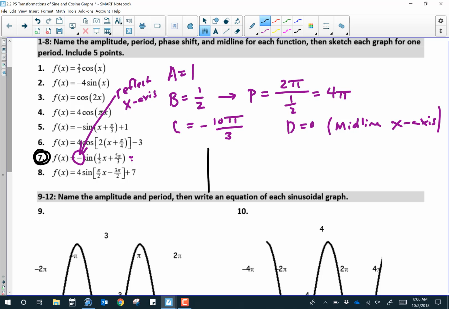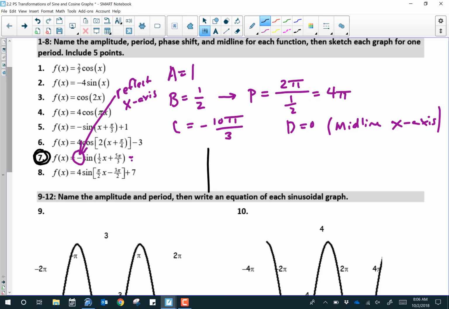Then my X tick marks, I have a phase shift. That's where I want to start. So my phase shift is at negative 10 pi over 3. So that's where I'm going to start. How do I figure out where I end? Right, if I add the full period, not 2 pi, but 4 pi, then that's where I would end.